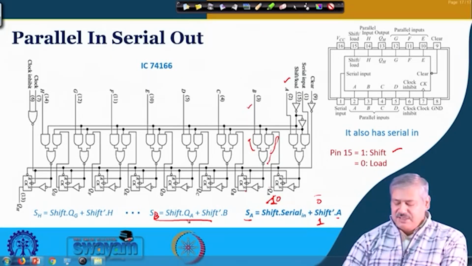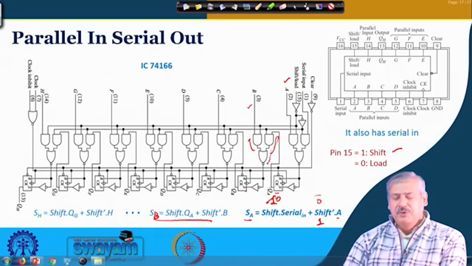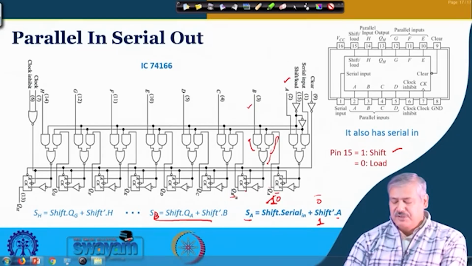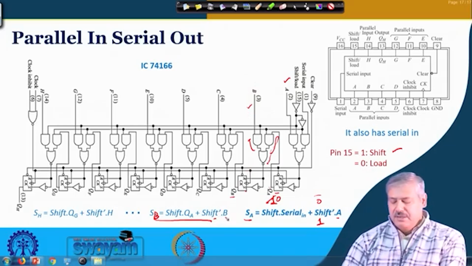Okay. So, what does it mean? Whatever was the output of QA becomes the output of QB after the clock trigger. So, the value of A is getting shifted to B. Flip flop A's value is getting shifted to flip flop B. Is it fine? And if shift is equal to 0, then B is getting loaded by the parallel in that is there.